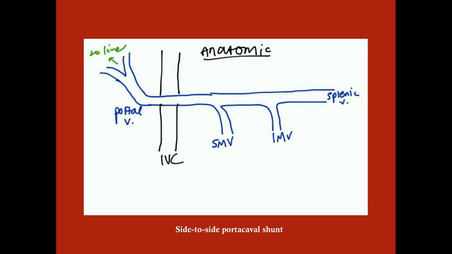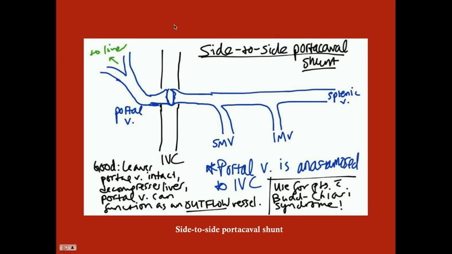Okay, now the side-to-side portocaval shunt, what we're doing here is that we're creating, just like it says, a side-to-side anastomosis between your portal vein and your inferior vena cava. So I tried to illustrate it as best I could, but what you're doing is you're creating an opening in your portal vein and an opening in your inferior vena cava, and you're suturing the two together so that now it's almost as if the inferior vena cava was a tributary off of the portal vein.